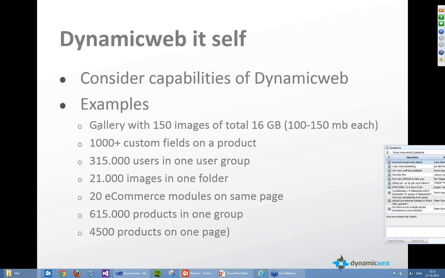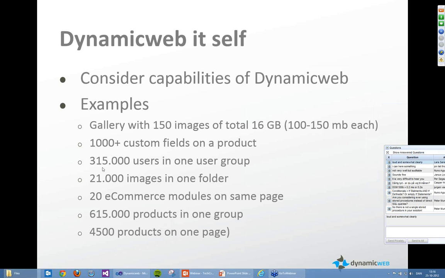So some of the problems I've run into or seen cases with: a gallery with 150 images of a total of 16 gigabytes, that's some very large images that gave us some serious performance issues when we went into production. And we've seen 100 custom fields on a product. It also had implications when we went live. It's not a problem running just one user on a test environment, but if you get concurrent users on solutions, it can get into problems because we run out of memory or CPU or whatever is going to happen on the server.